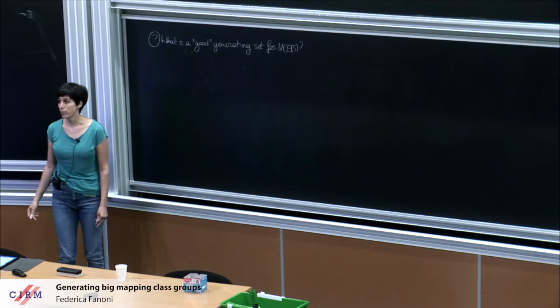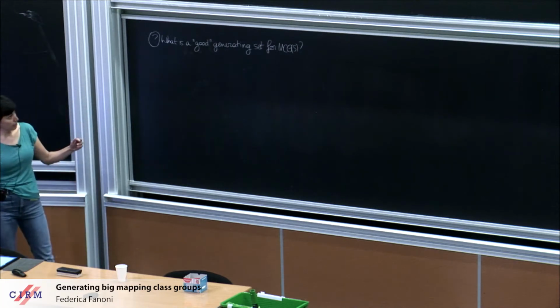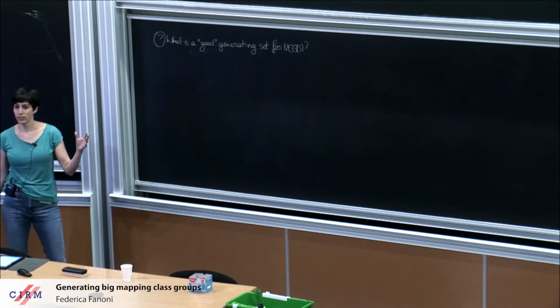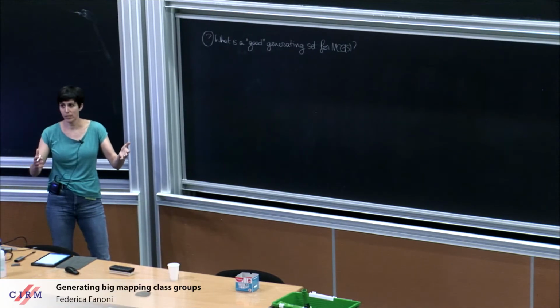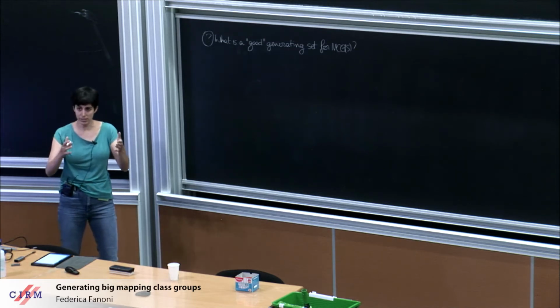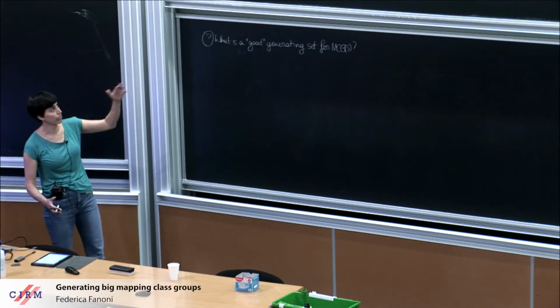And what do I mean by good? Something I would like is a description of the elements I'm using to generate the group, and I want these elements to be simple. I want to be able to understand these elements well, to understand how they act, for instance, on my surface.